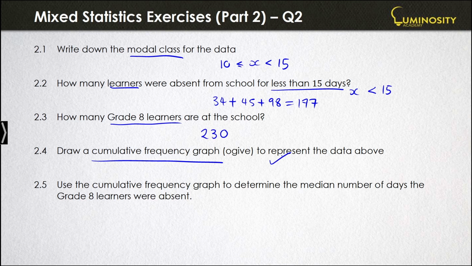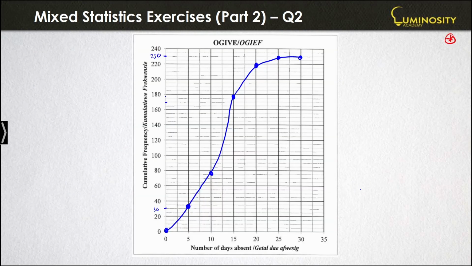Now use the cumulative frequency graph, the ogive curve, to determine the median number of days that the grade 8 learners were absent. Again, the cumulative frequency was 230. The median is exactly halfway through the data set, so that's going to be 115 students, which is exactly here in the middle. So we're going to go to our ogive curve and come down here, and you can see that it's partway between 10 and 15. So we can take an average of that if we want to.